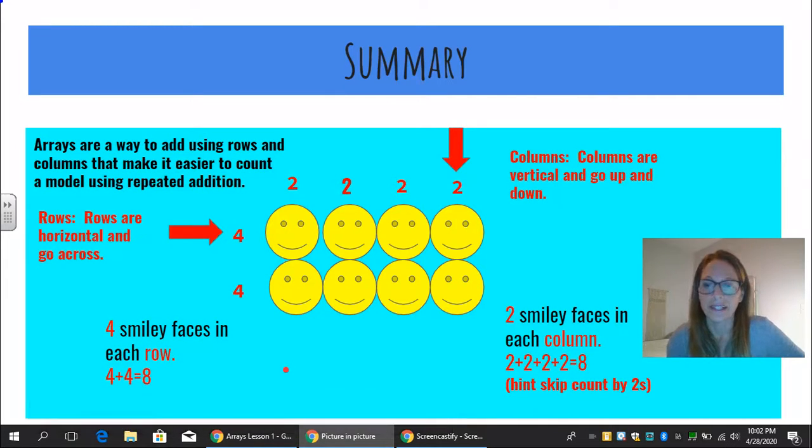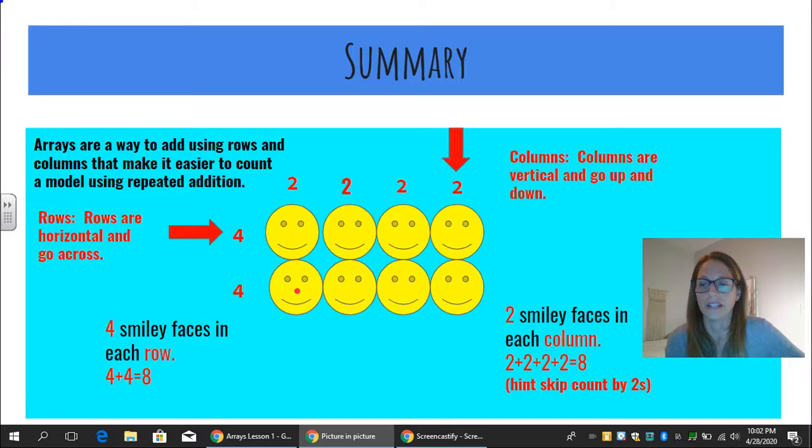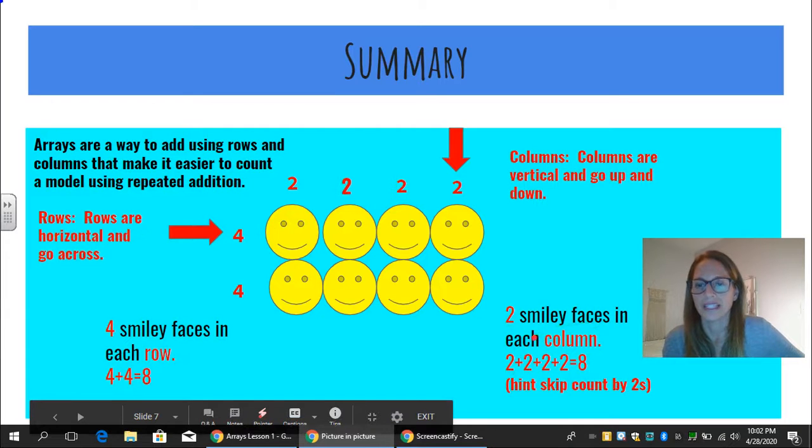And then in our second example, we looked at all the columns. And we figured out that there are 2 smiley faces in each column. So we have a 2 here, 2 here, here, and here. And then we add the smiley faces. So 2 smiley faces in each column. 2 plus 2 plus 2 plus 2 is equal to 8. And we can skip count as well. 2, 4, 6, 8.